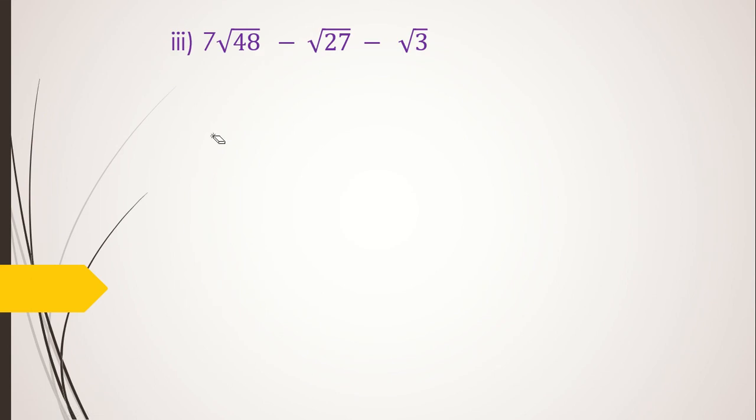Let's proceed. 7 root 48 minus root 27 minus root 3. Just by looking at it, all of them look different. They don't look like like surds. So we will try to factorize. Factorize this 48 in such a way that one number is a perfect square. So 16 threes are 48 and 16 is a perfect square number. 9 threes are 27 and 9 is a perfect square number. So just factorize it in such a way.